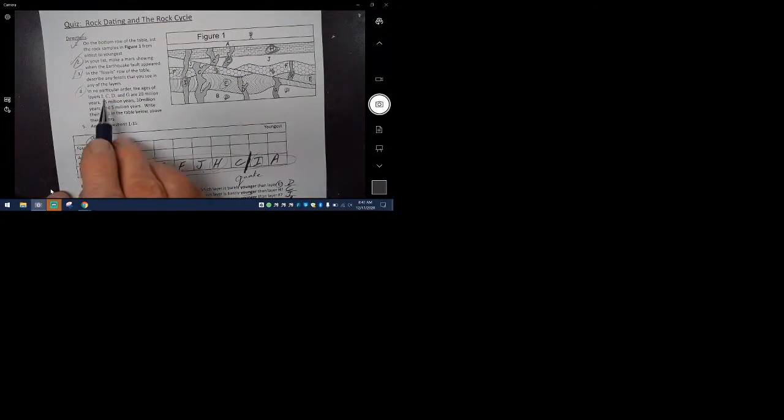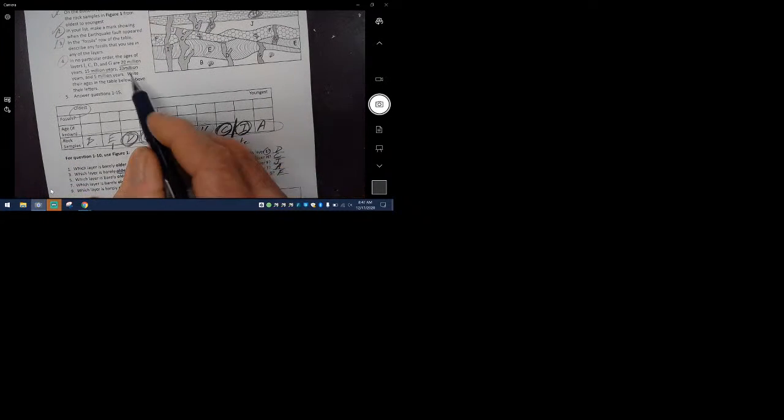Number 4 says, in no particular order, the ages of I, C, D, and G are 20 million years, 15 million years, 10 million years, and 5. Write their ages in the table above their letters. So the first thing I'm going to do is circle those. There's I, C, D, and G. With those 4, I have to match up 20, 15, 10, and 5.